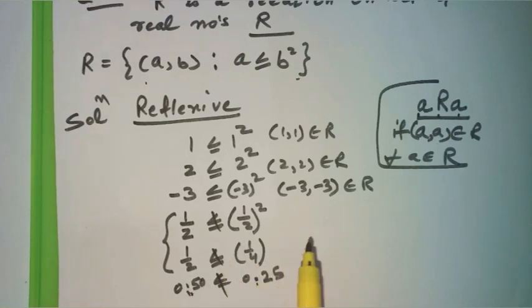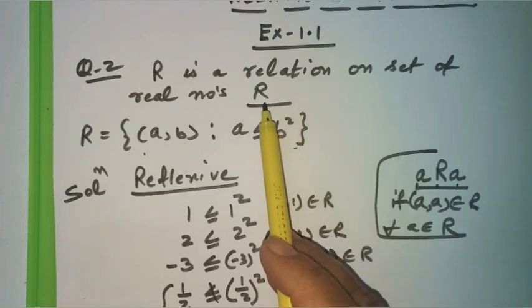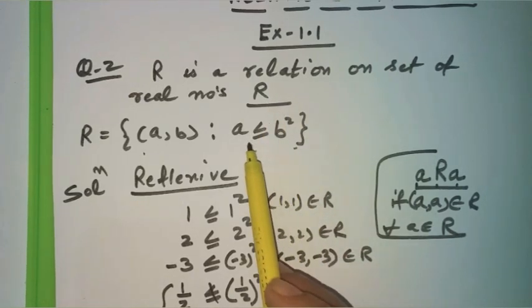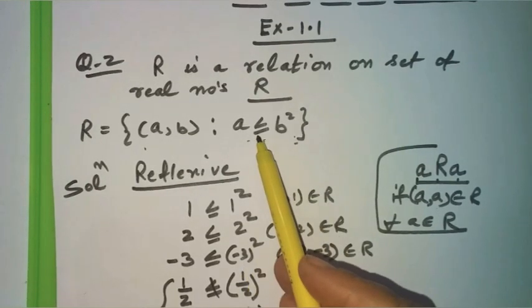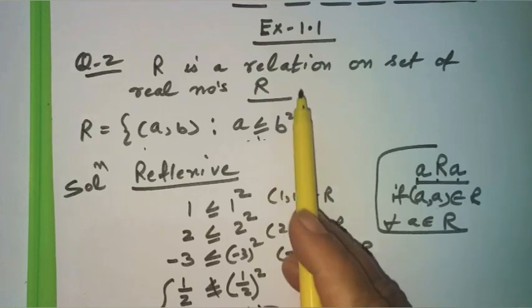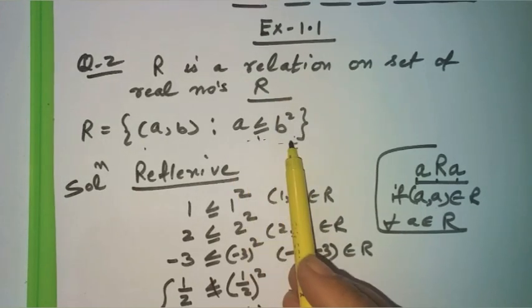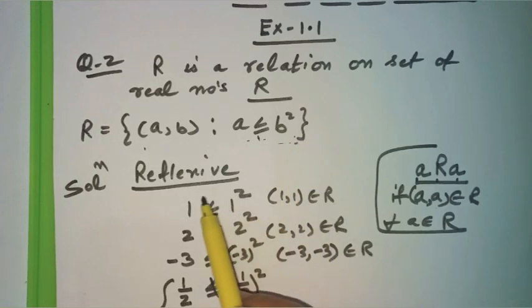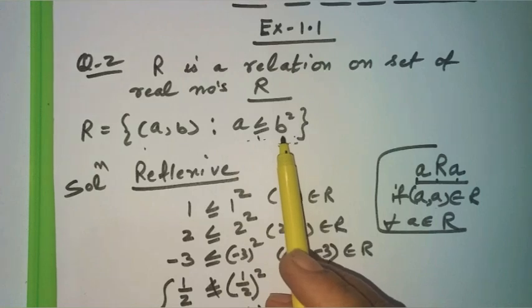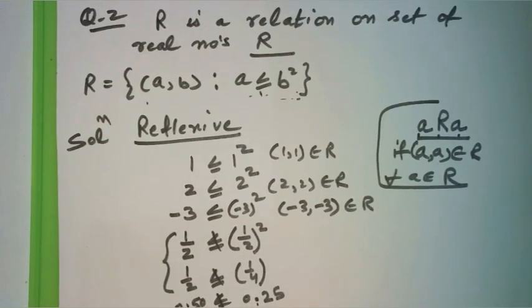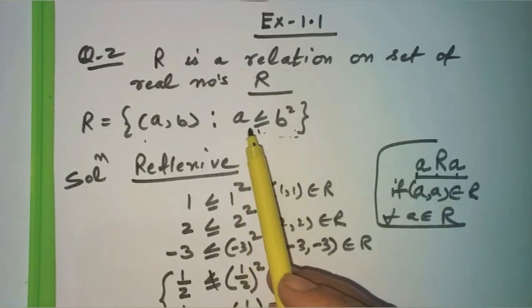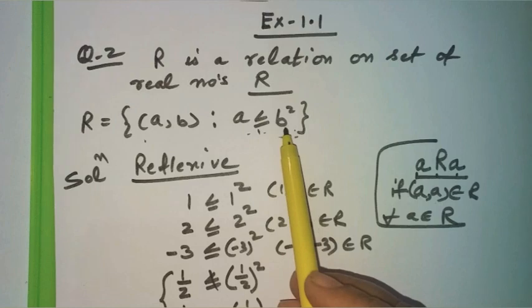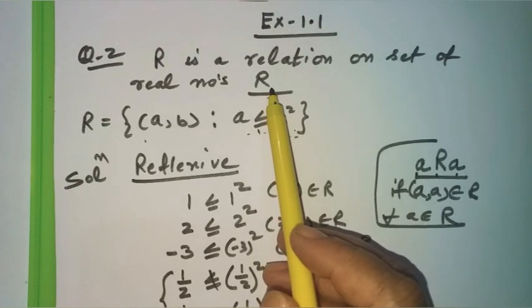So that means there are some numbers in the set of real numbers which are not following this particular relation, although infinite numbers are following the relation. But even if one real number is not following this relation with itself, then we can't say that the relation is reflexive. So in this case the relation is not going to be reflexive. In what case it would have been reflexive? If this relationship could have been followed by every real number.